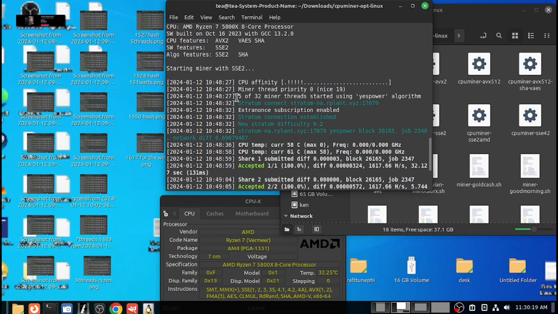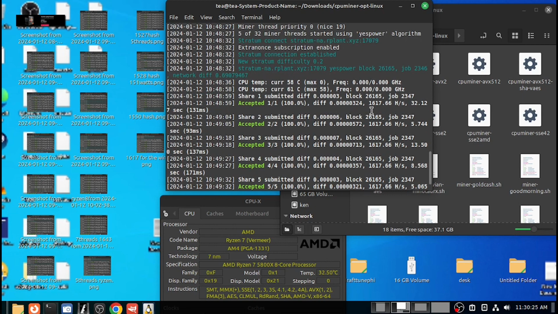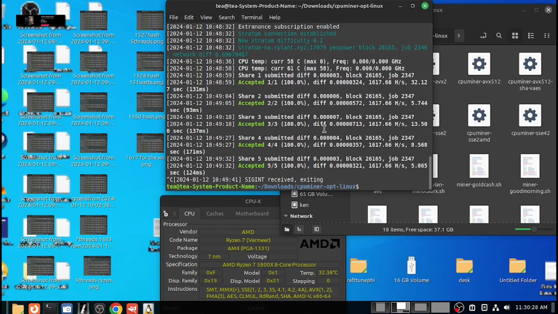And as you can see right here, it used 5 of 32 threads started. You go down, the first one, we're at 16, 17. And go down, it's still consistent. You see 1, 2, 3, 4, 5 shares found, accepted shares, and it's a hash rate of 1,617.66, and that was drawing 151 watts at the wall. So just by changing the thread count, we were able to increase over 600 hash, which is quite a big percentage more.